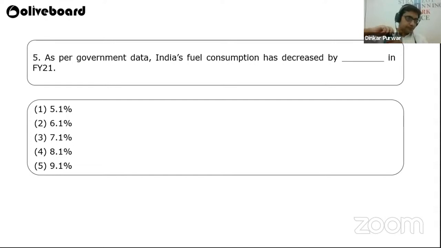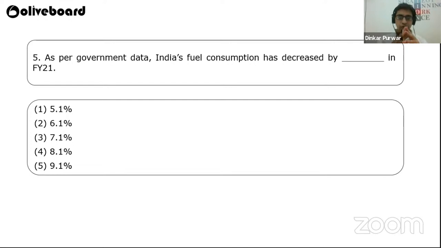Nilesh has answered 6.1%, Mili 6.1%, Saurabh is also saying 6.1%. Okay, I'm waiting for others. Nitin is not sure, no problem Nitin. Anybody else? Amit, can you answer this question? Come on guys. Amit is saying okay, skip. He's skipping the question. No problem. I'll just let you know what the proper answer of this question is.